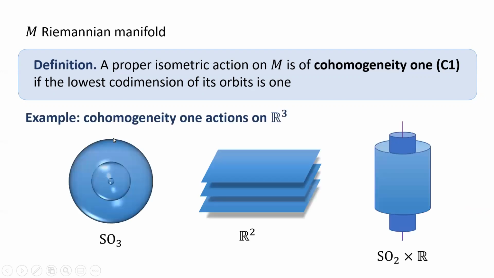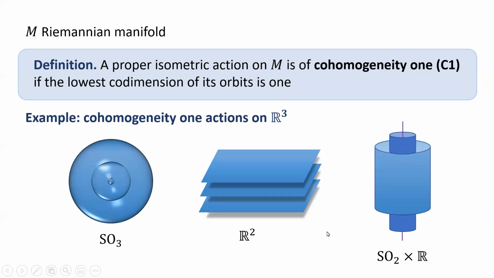Let me simply show here 3 very easy examples of cohomogeneity one actions on the Euclidean 3-space. The first one, the action of SO(3) by rotations, has a fixed point, exactly 1 singular orbit. The other orbits are principal. Then you have this action of R^2 by translations. In this case, you don't have any singular orbit. You can mix rotations and translations to get this singular foliation by cylinders with a common axis.